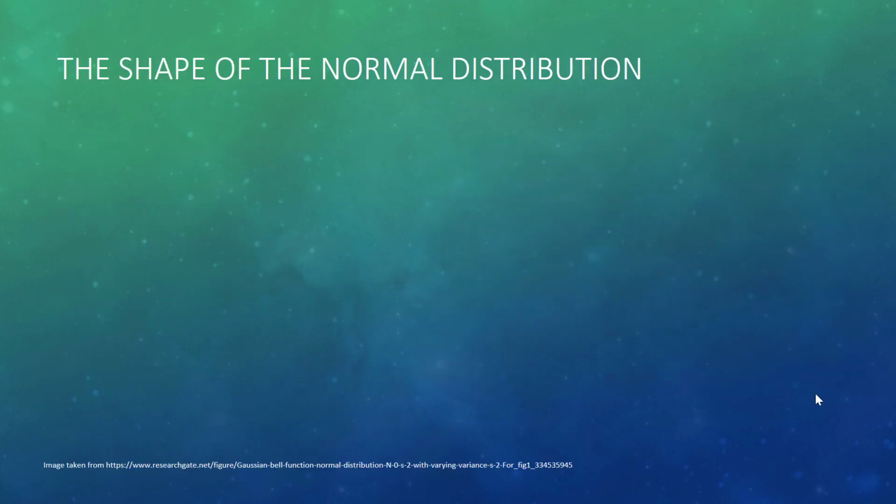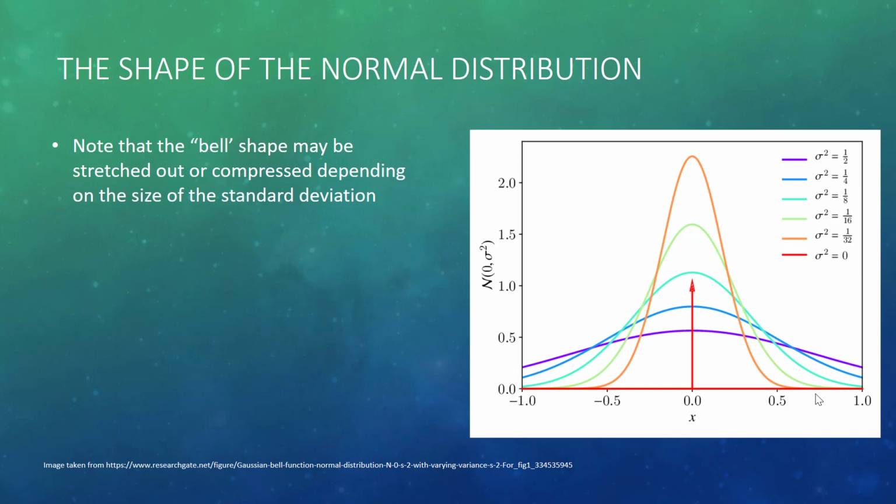The shape of the normal distribution. Notice that the bell shape may be stretched out or compressed depending on the size of the standard deviation. If we look at this graph over here, we can see that when the standard deviation is 0, all of our data is clustered at 0, and it does not exist anywhere else. As our standard deviation becomes non-zero, we have a very tall, very thin curve.